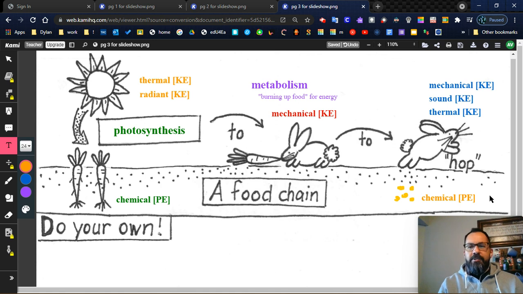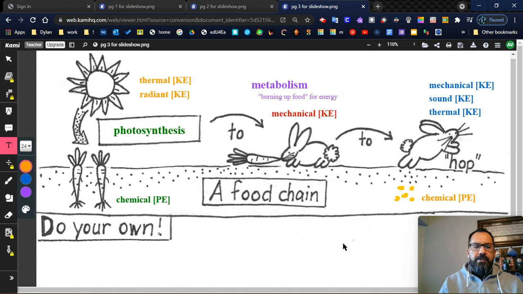And also the rabbit eventually will die. And when it dies, its body will decompose, and all the materials it's made out of will be absorbed into the soil and used by plants again. Circle of life. You've seen Lion King. That works, right? And that's pretty much the way that energy transformations work in living things.